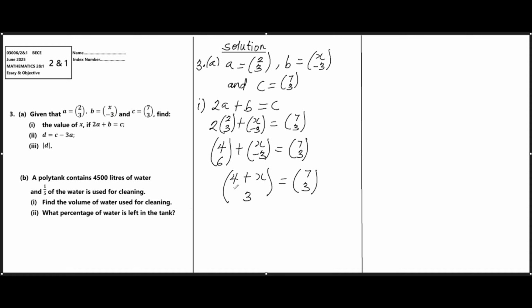So when we compare, we see that the y components are equal. So since the y components are equal, then it follows that the x components must also be equal. Now let's solve for x. We have x is equal to 7 minus 4. So x is 3.